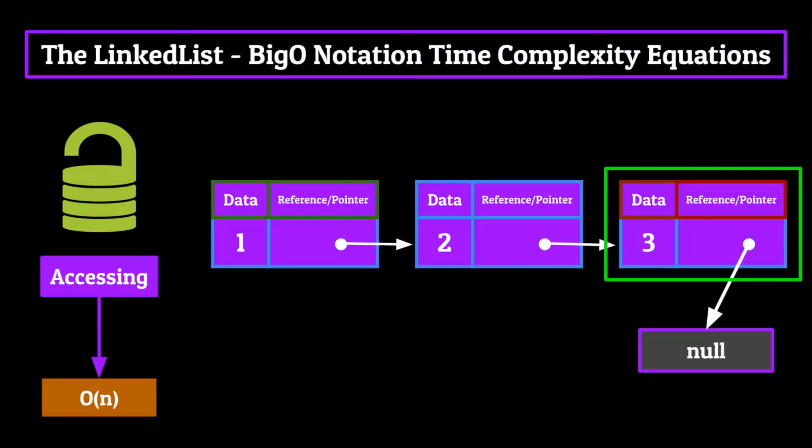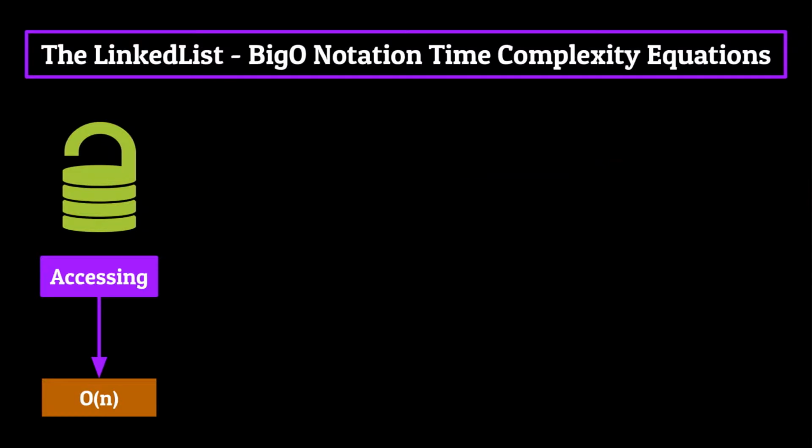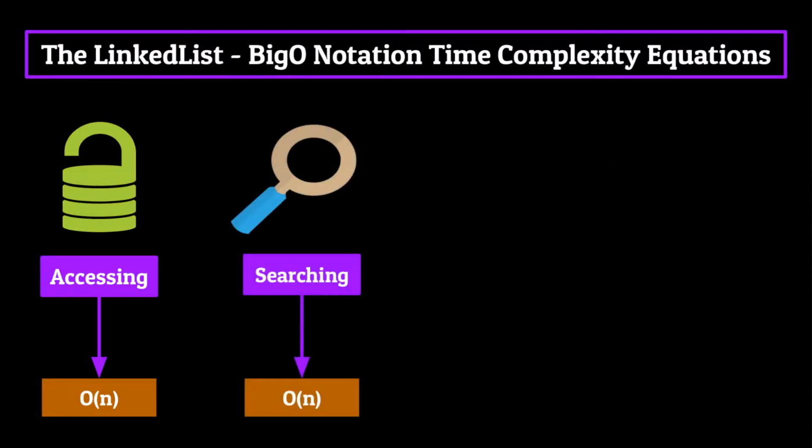And then you can get the data stored at that node. For a linked list of size n, this could mean you have to traverse the entire thing, making its time complexity equation O(n). Searching is O(n) for the same exact reason.